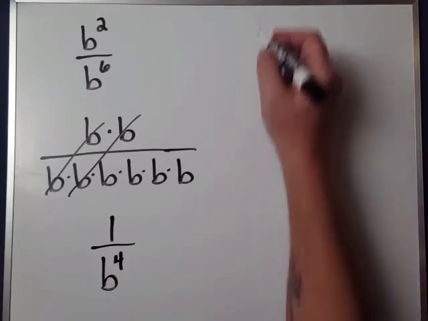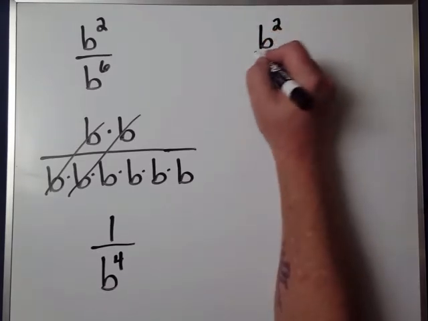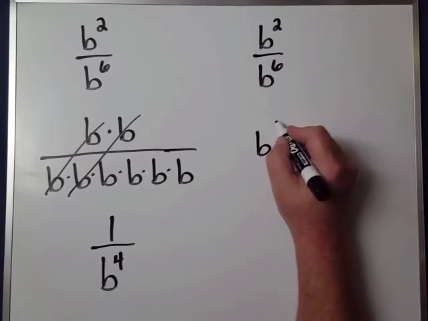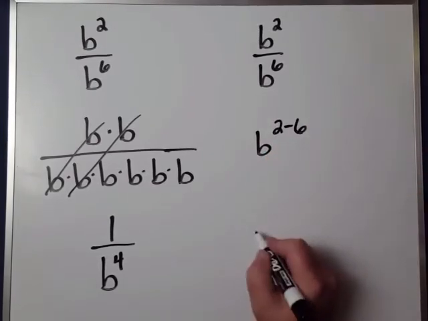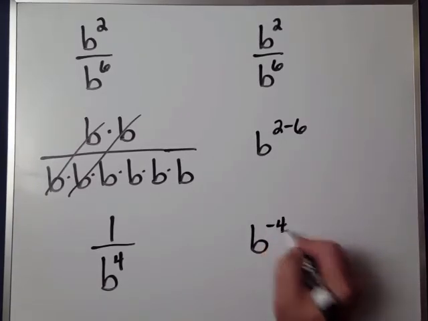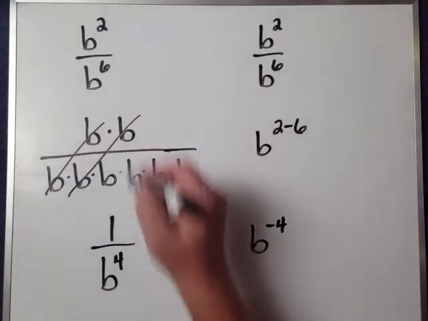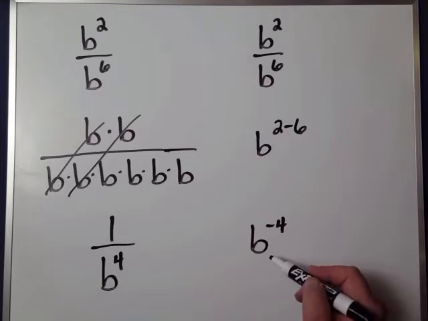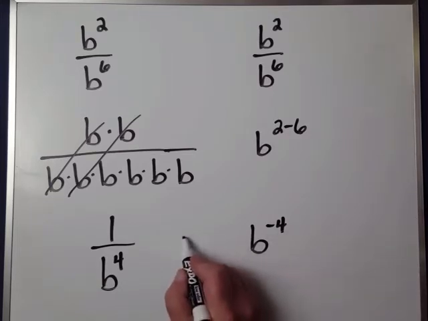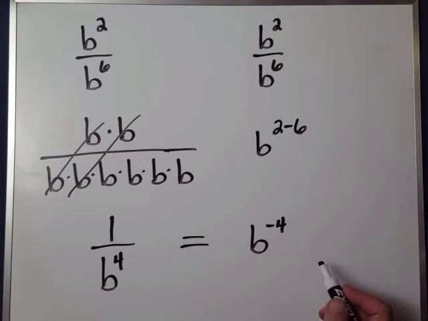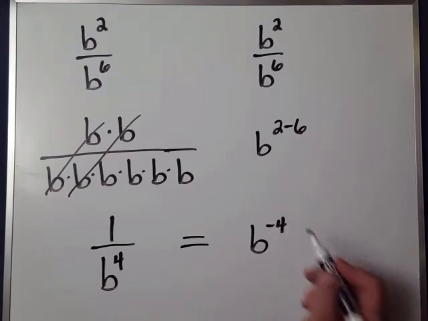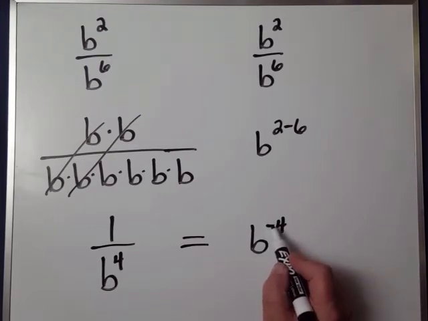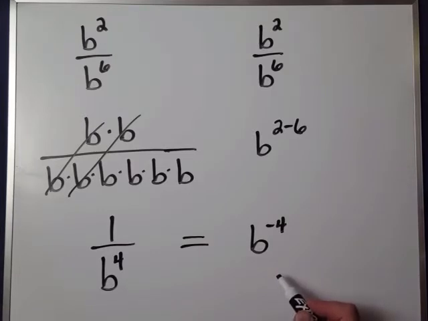But didn't we just have a rule that says if I have a quotient of like bases, I can subtract the exponents? In other words, this is b to the 2 minus 6, or b to the negative 4. Well, if this is equal to 1 over b to the positive 4th, and it's also equal to b raised to the negative 4th, then these two things must be equal to each other. What does that tell me about a negative exponent? It tells me that that negative indicates a reciprocal.